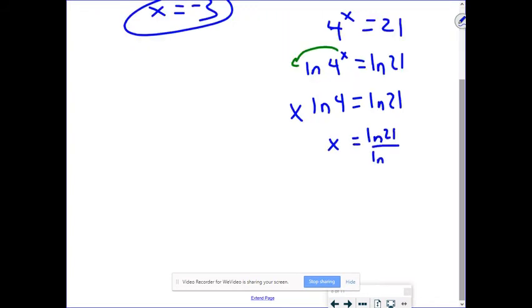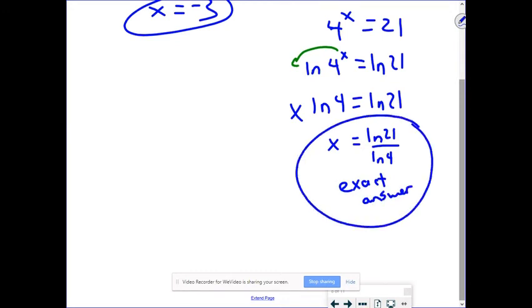ln of 4, that's just a number here, so I divide by the natural log of 4. So I get x is the natural log of 21 divided by the natural log of 4. That's my exact answer here. I could have also written x equals log of 21 over log of 4. Both of them give you the same answer, remember.